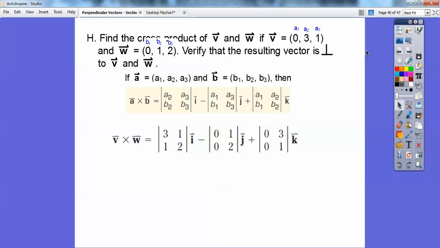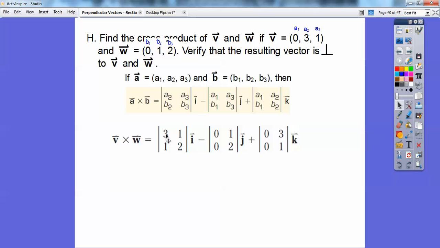This is my A1, A2, A3, and this is my B1, B2, B3. How I remember is that in the first one, A1 and B1 are missing. So it's going to be 3, 1 and 1, 2. In the second one, the middle term is going to be missing. So it's going to be 0, 1 and 0, 2. Can you see that right here? And in the third one, the third number is going to be missing. So it's going to be 0, 3 and 0, 1. So there it is.